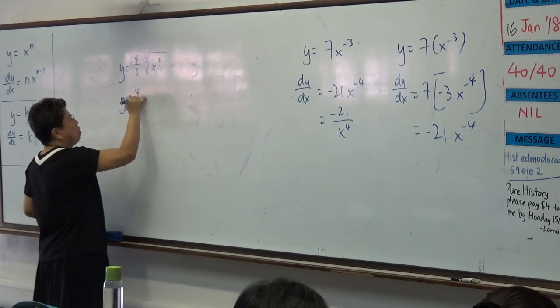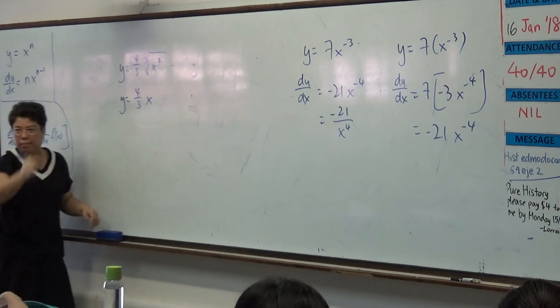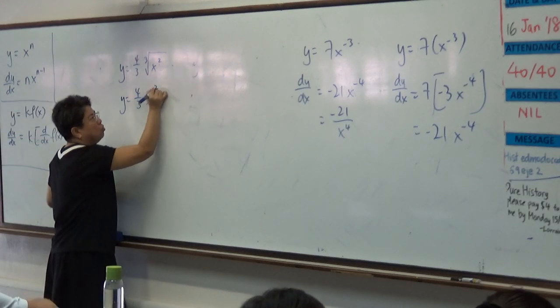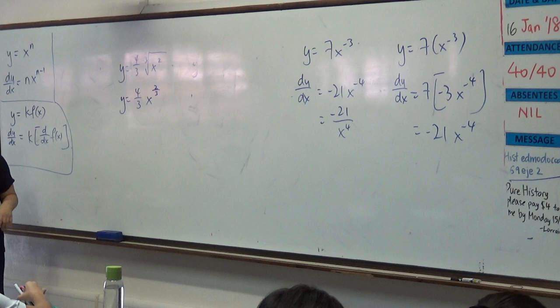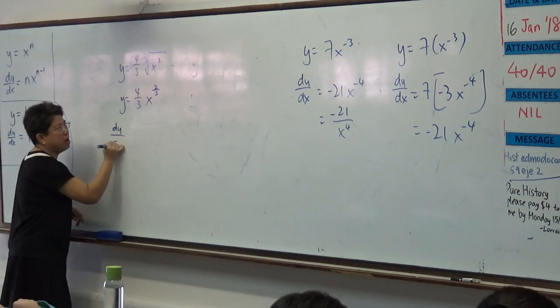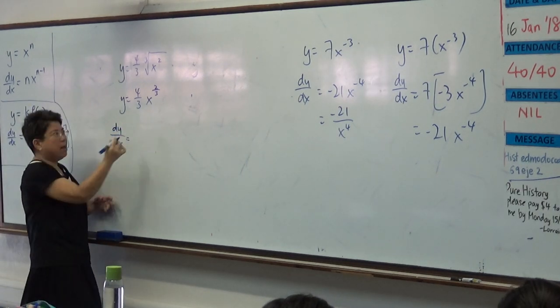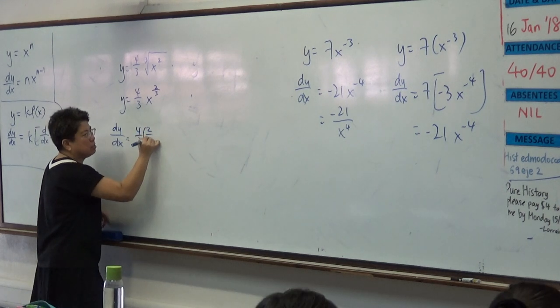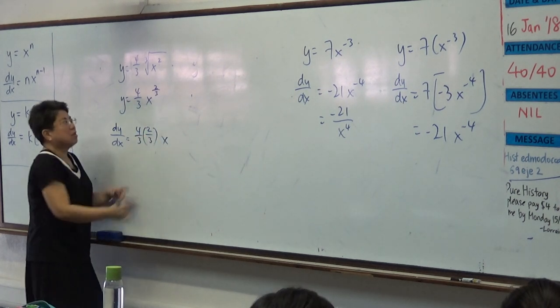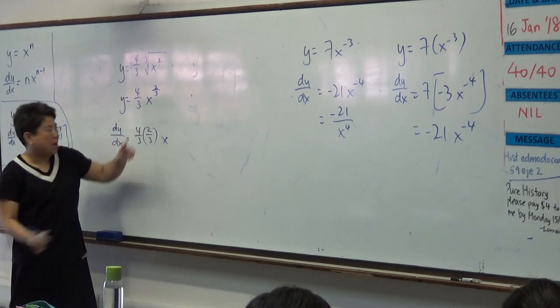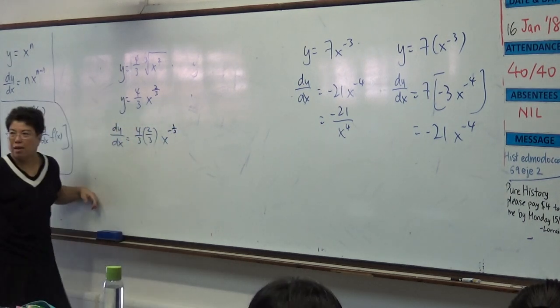Okay. y equals 4 over 3, x to the power 2 over 3, right? What is my dy/dx? It's 4/3 times 2/3, then x to the power 2/3 minus 1, which is minus 1/3.